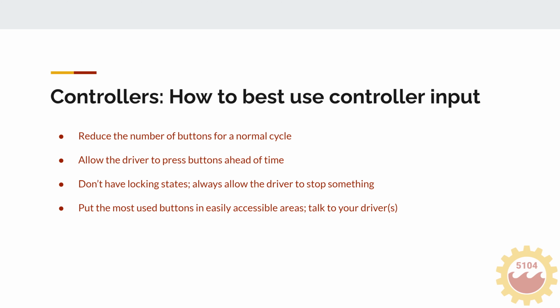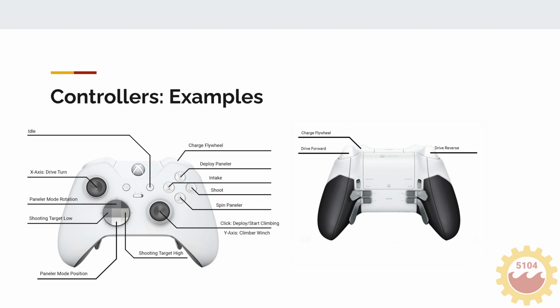So the main thing is reduce the number of buttons for a normal cycle. A cycle referring to picking up, driving to, and then shooting for 2020. And in our normal cycle for 2020, we're really only pressing 2 buttons besides the driving controls. There is intake. You press intake. It spins up the intake. You pick up 5 balls. It automatically stops. You drive over to shoot, and you press shoot. 2 buttons: intake and shoot.